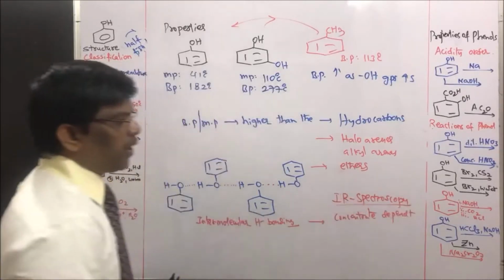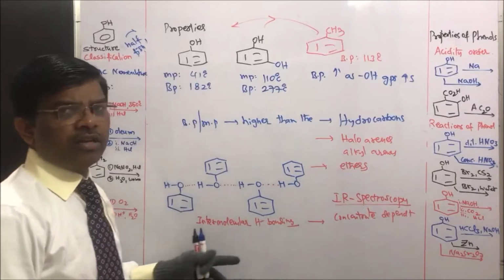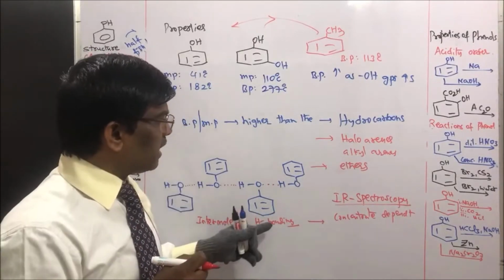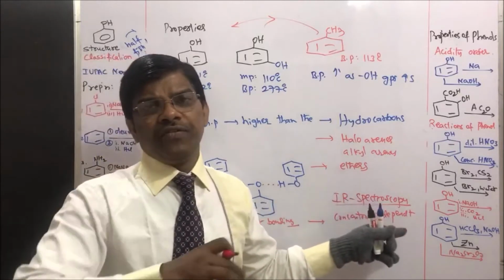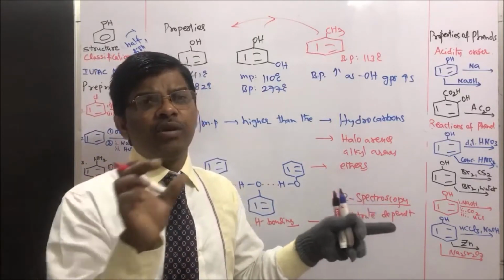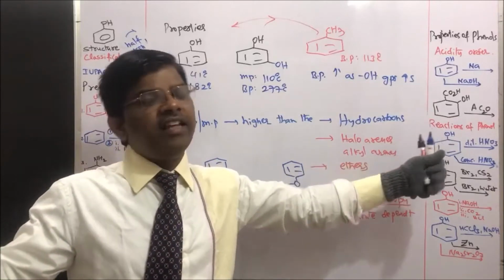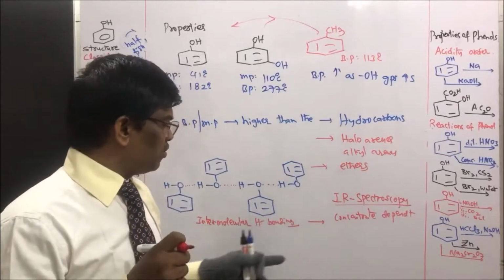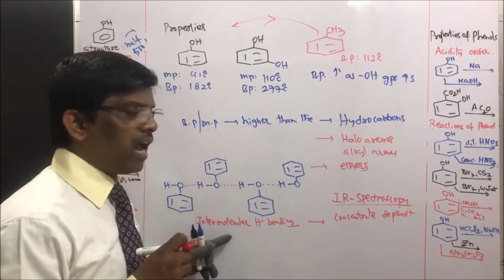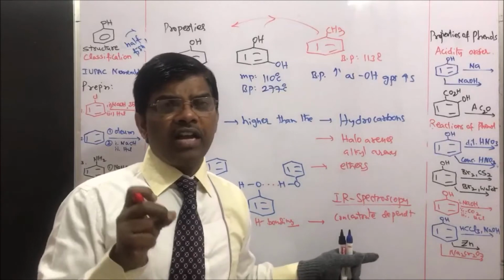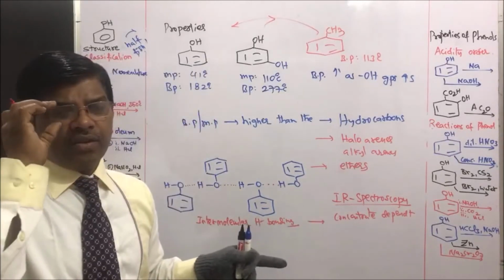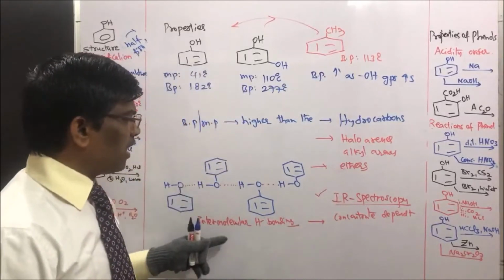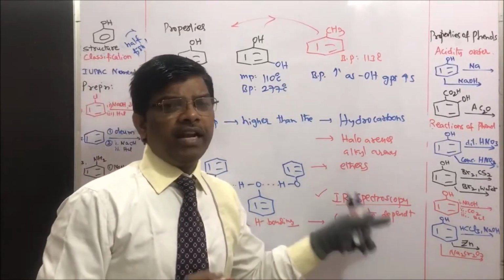Dear students, IR spectroscopy gives a strong hydrogen bond stretch at about 3300. If it is intermolecular, it is going to shift towards 3000 and it is going to vanish in dilute solutions. So how to differentiate intermolecular hydrogen bonding and intramolecular hydrogen bonding of phenols? It can be done by IR spectroscopy, and intermolecular hydrogen bonding is concentration dependent.